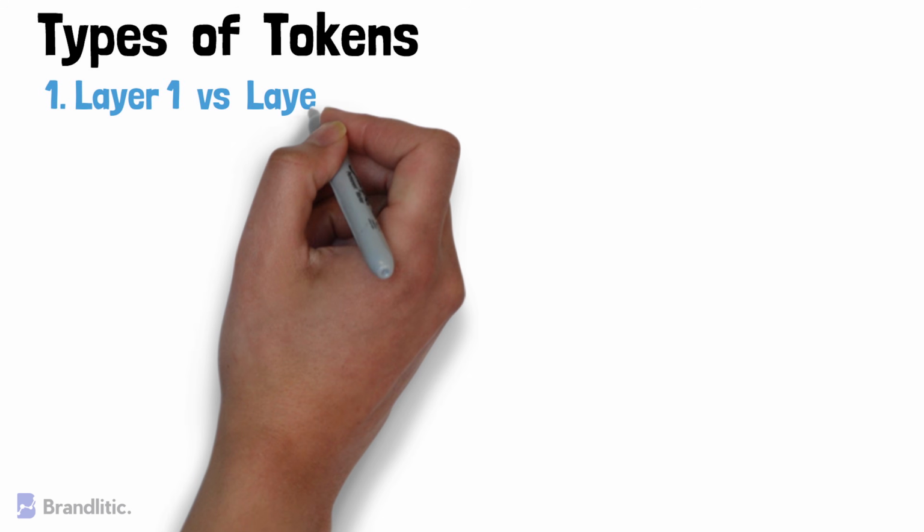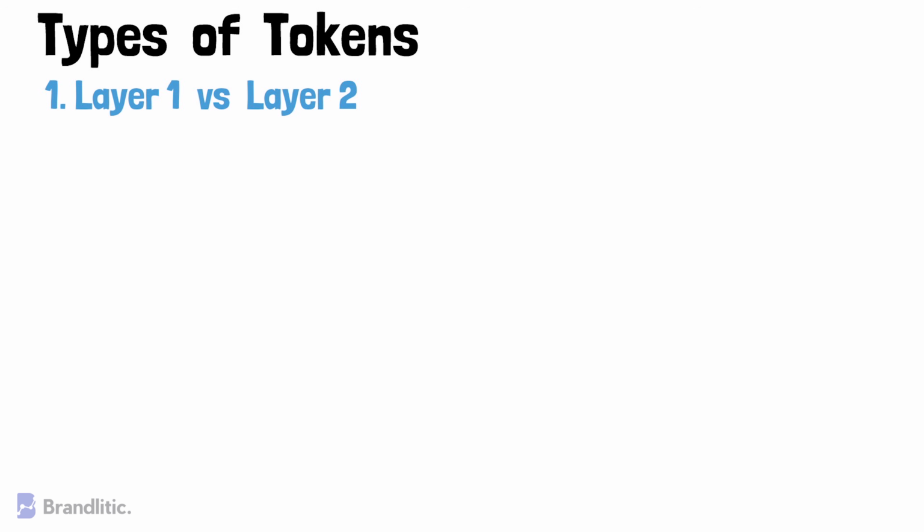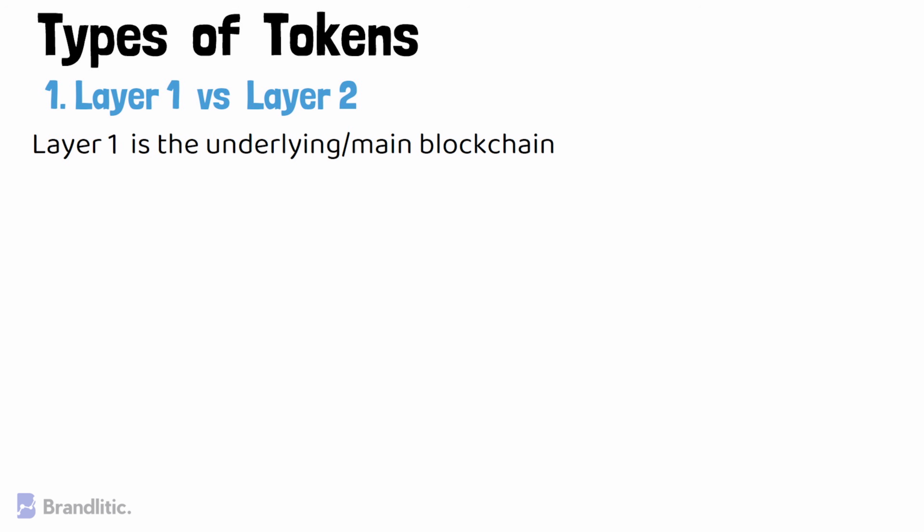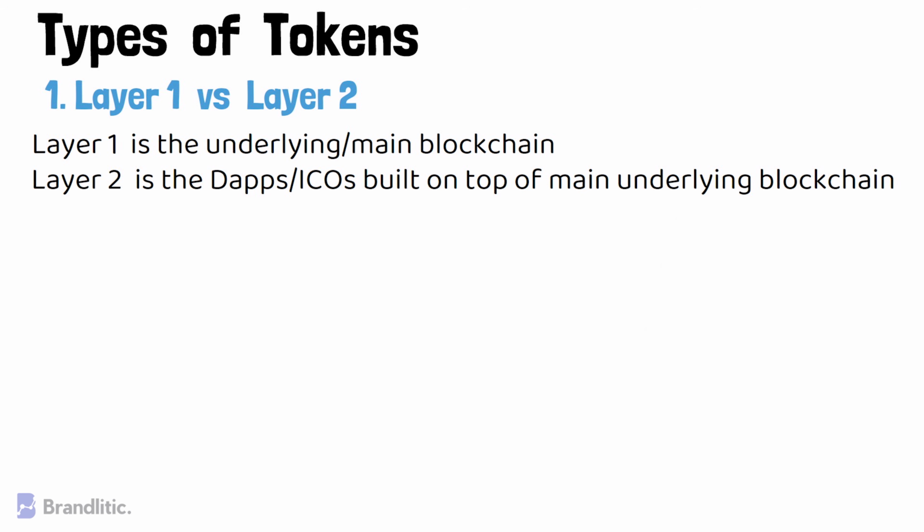Number 1, Layer 1 versus Layer 2. Here, Layer 1 is the underlying or the main blockchain. That is, the token which powers this blockchain is the Layer 1 token. And Layer 2 is the decentralized app or ICO built on top of the underlying blockchain. Confused? Let's take an example to better understand it.